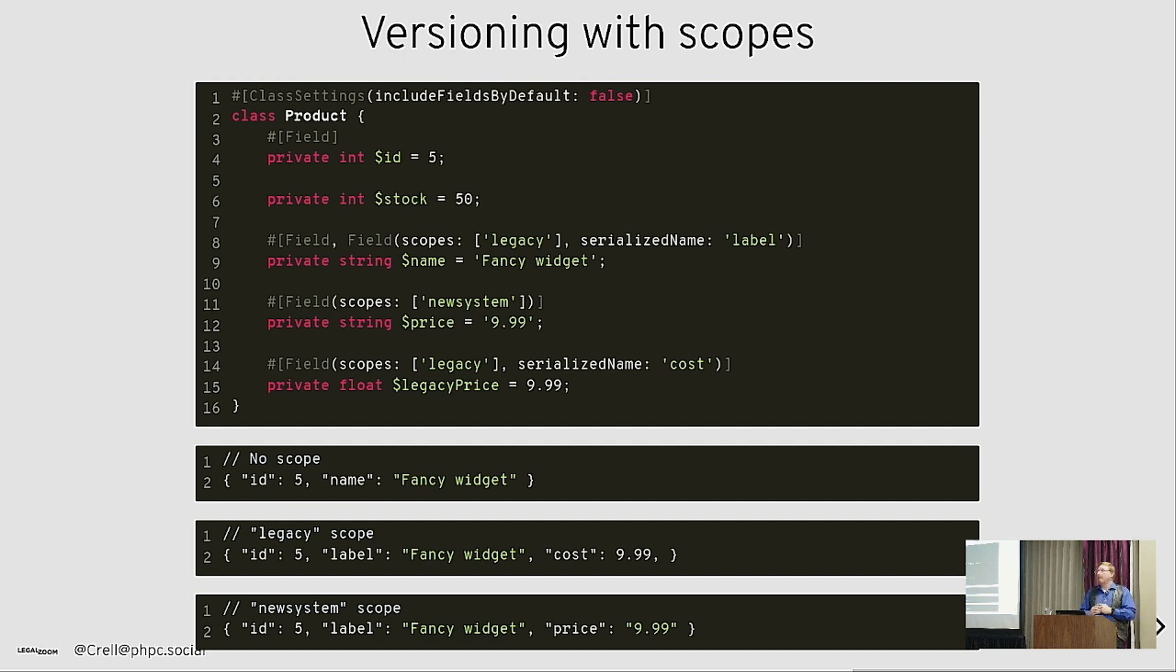Yeah? So you're saying we could assign, in the context of an API versioning use case, we could assign specific API versions to scopes? Yep.